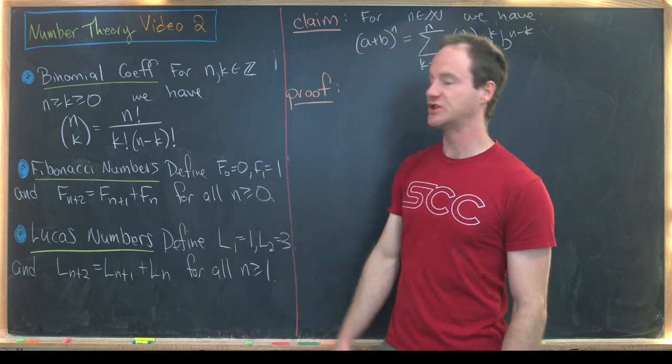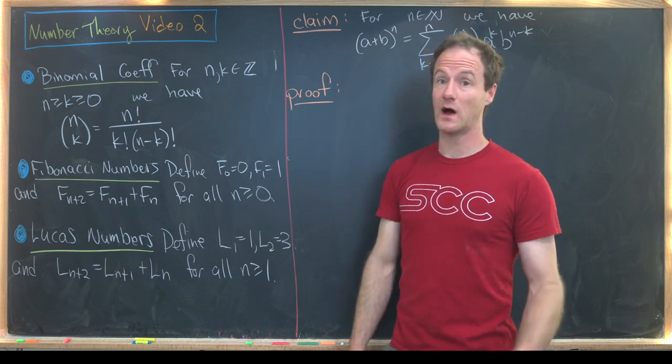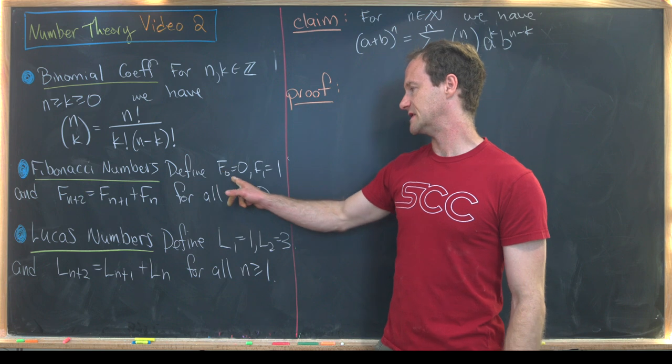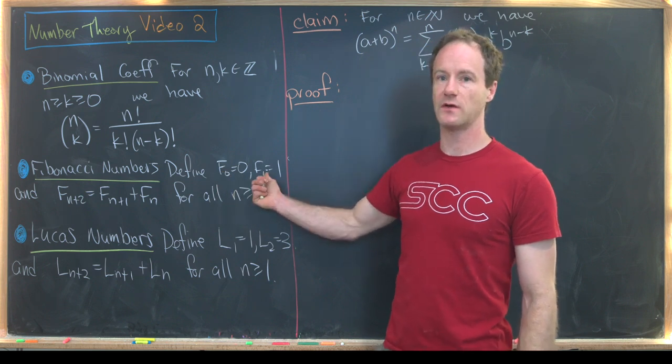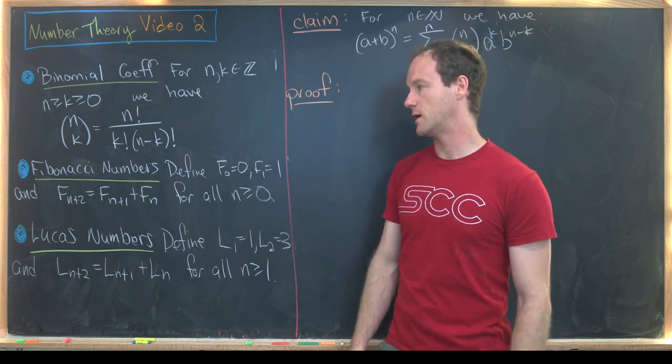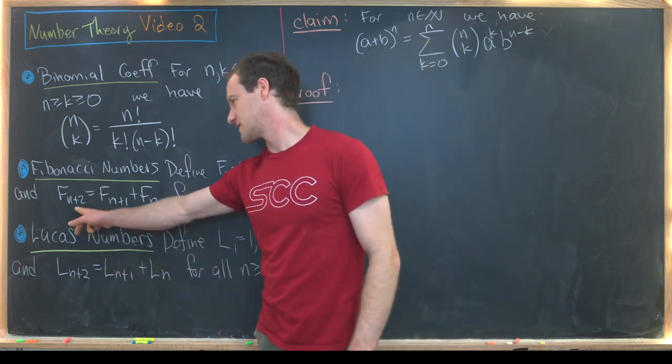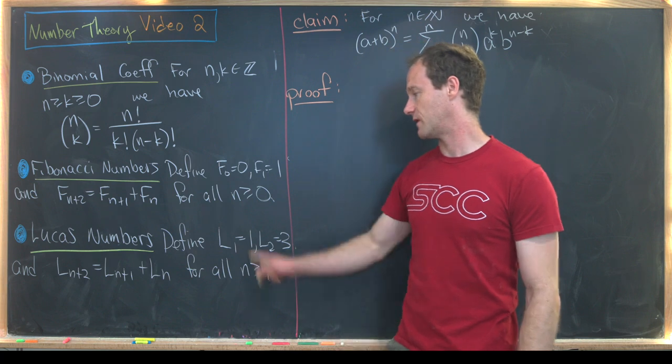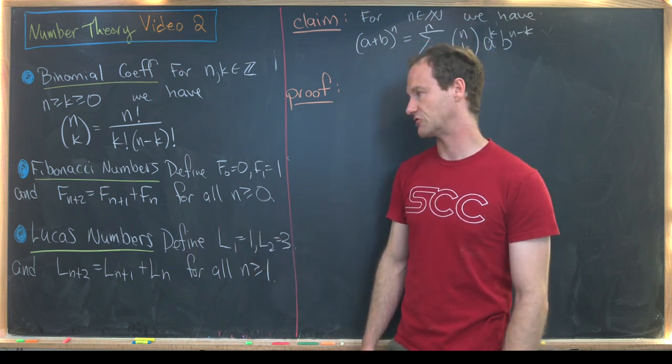Okay, then Fibonacci numbers. These are well known, maybe the most famous number sequence. So we'll define the 0th Fibonacci number to be 0, the first Fibonacci number to be 1, and then the (n plus 2)th Fibonacci number will be the (n plus 1)th plus the nth, and that's for all n bigger than or equal to 0.